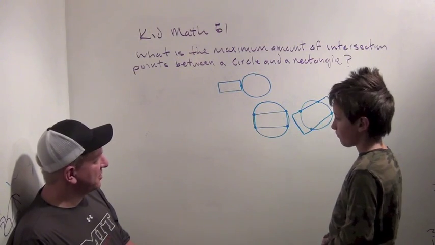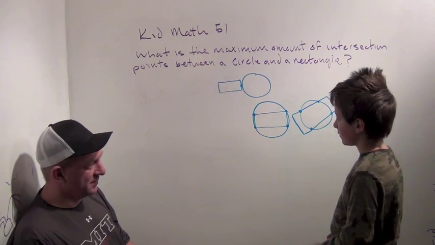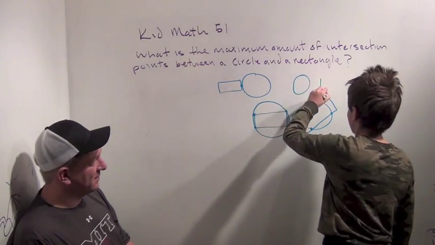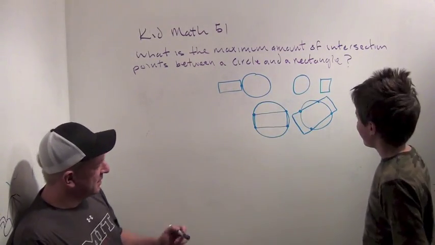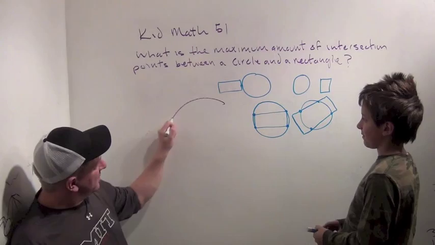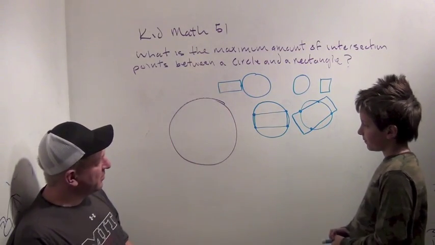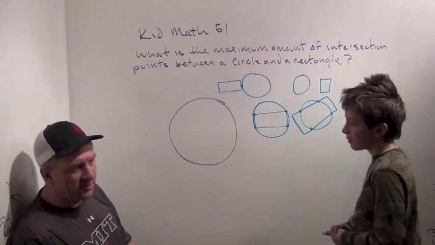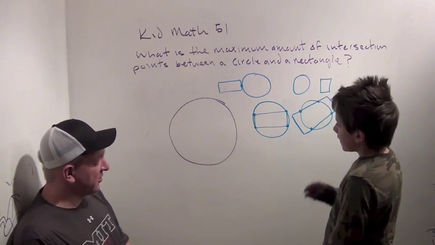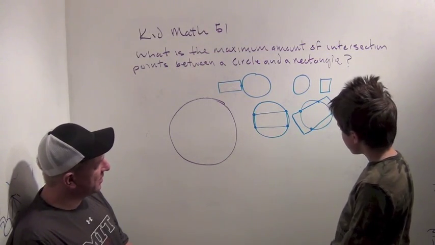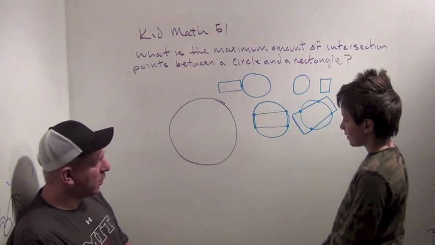But actually you can make fewer intersections than that. So the fewest you can make is going to be 0, but we're looking for the most. We can't find any with more than 4. And that's why this is a tricky problem. See if you can figure out a way that there could be more than 4.